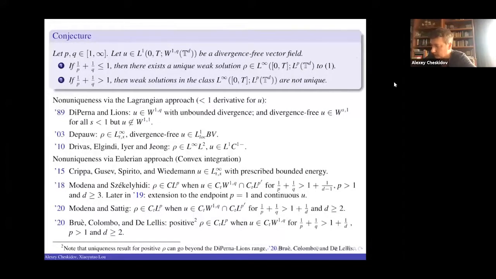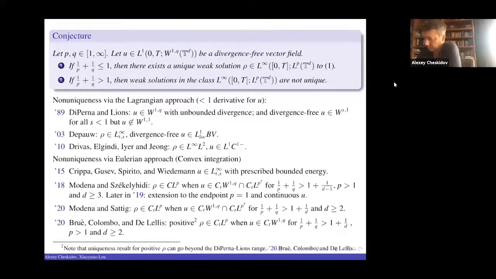So maybe I'll just focus on the latest ones, where the constructions produced velocity profiles in spaces like C W^{1,q} for u and for ρ, C L^p, where 1/p + 1/q is larger than 1 + 1/d. So a natural question is whether one can remove this 1/d.